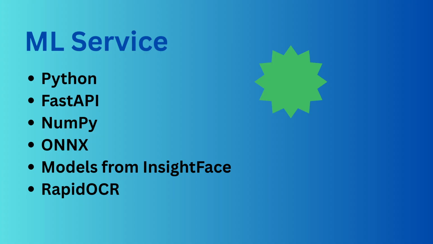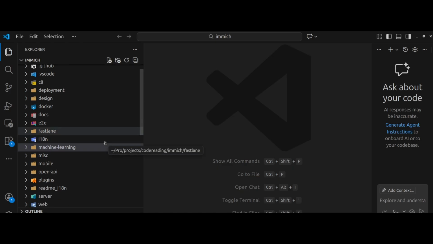The ML service runs independently and can run on a separate machine. Because it performs AI inference, we recommend a GPU-equipped computer, such as one with an NVIDIA card. The microservice is written in Python with FastAPI. It offers AI analysis tasks, including face recognition, object detection, and smart search, and runs intensive operations in the background. Face recognition uses InsightFace models. ONNX powers model inference, and the service performs OCR using RapidOCR. The Python source code is located in the machine learning folder.